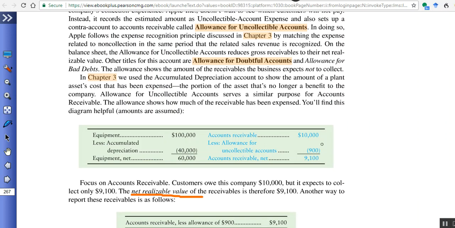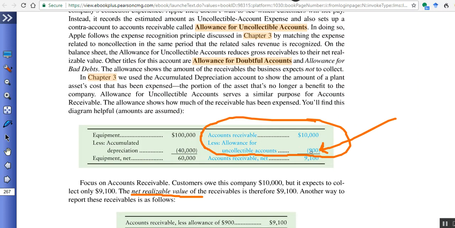Net realizable value is simply at the end of the year, how much is accounts receivable minus the balance in the allowance for uncollectible accounts. It's important to note that this is after adjustment, after you've taken your uncollectible accounts expense debit and however much you needed to put into the allowance account to adjust for the aging. So if the aging, in this case, for example, the aging shows that it should be 900, okay?